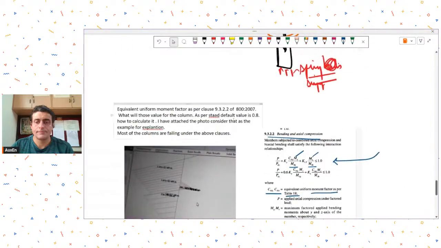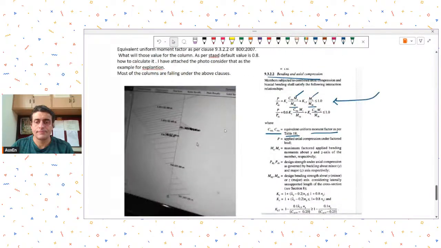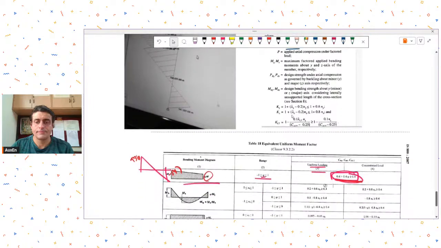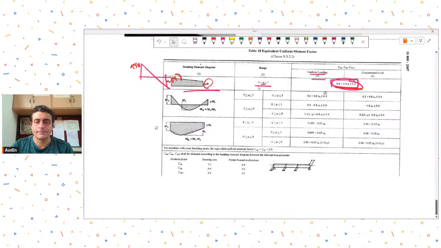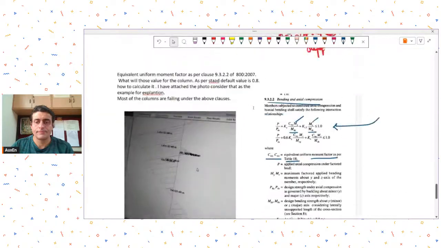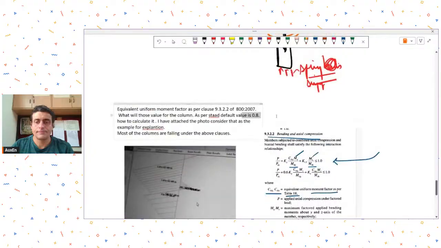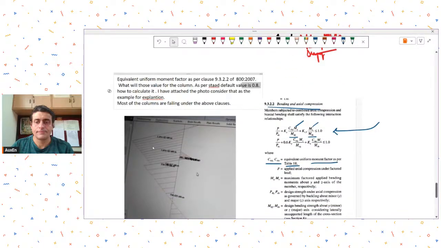So the columns will fail under this case itself because this is for the combined axial plus biaxial bending. Generally, it has been seen that these CM values come out to be lesser than 0.9. So 0.9 is a conservative value. So your columns are not failing because of the CM values. They are failing because their moment values must be significantly higher as compared to their moment capacities. Okay.